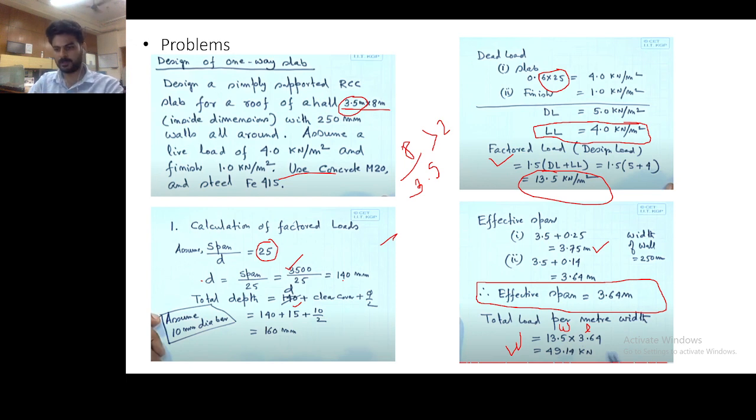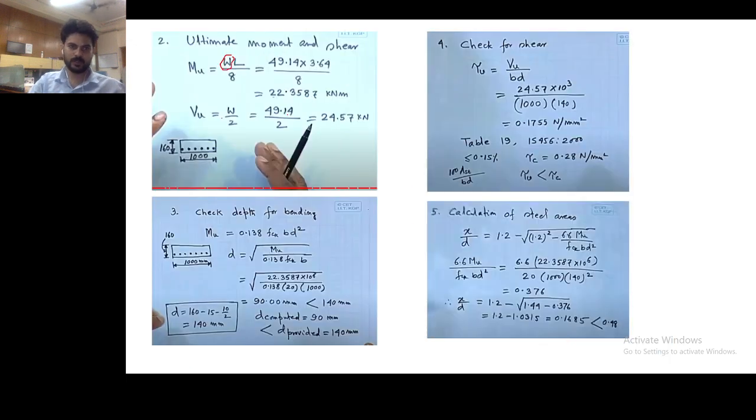Any problem there till now? So we have used these two formulas and we have calculated the moment and shear force. Okay. Any problem till now? Okay. So we can go ahead.